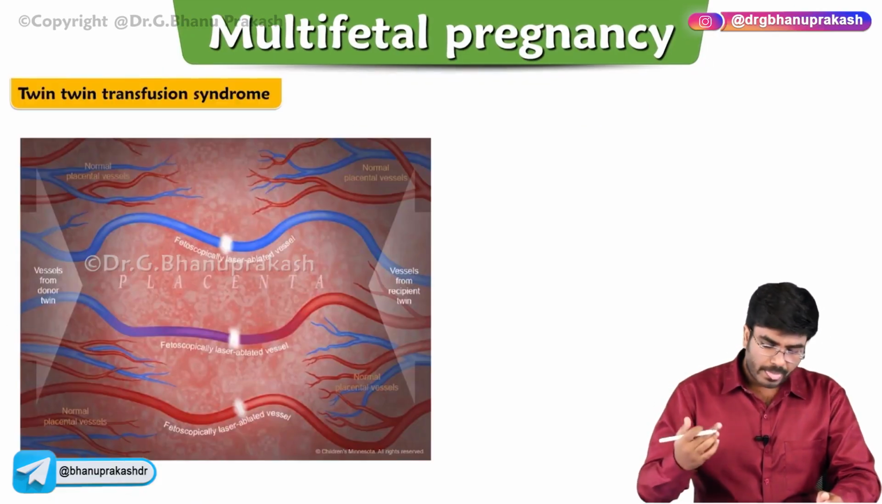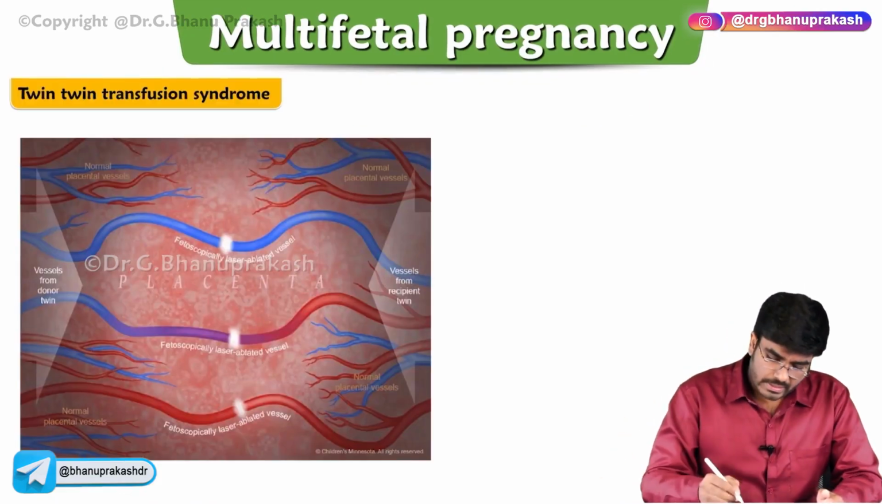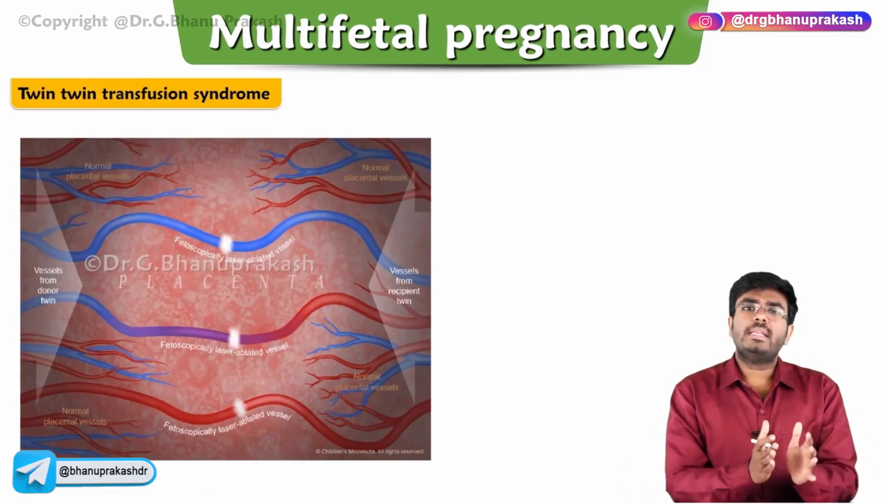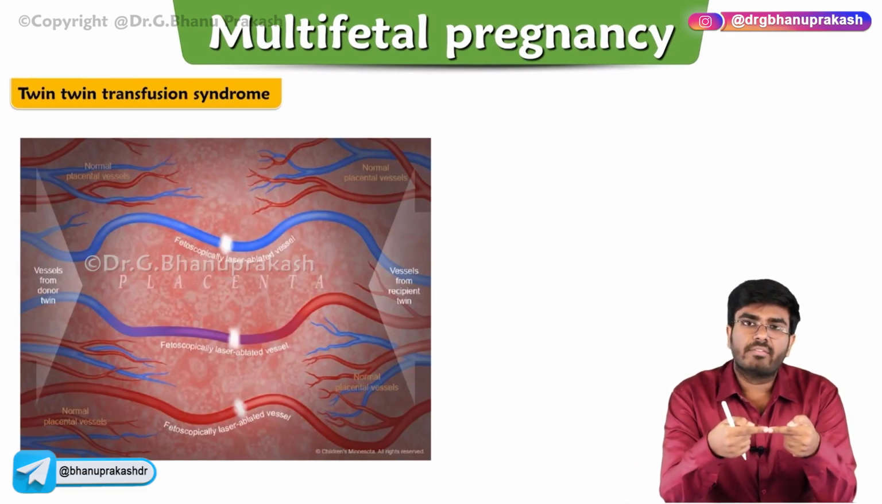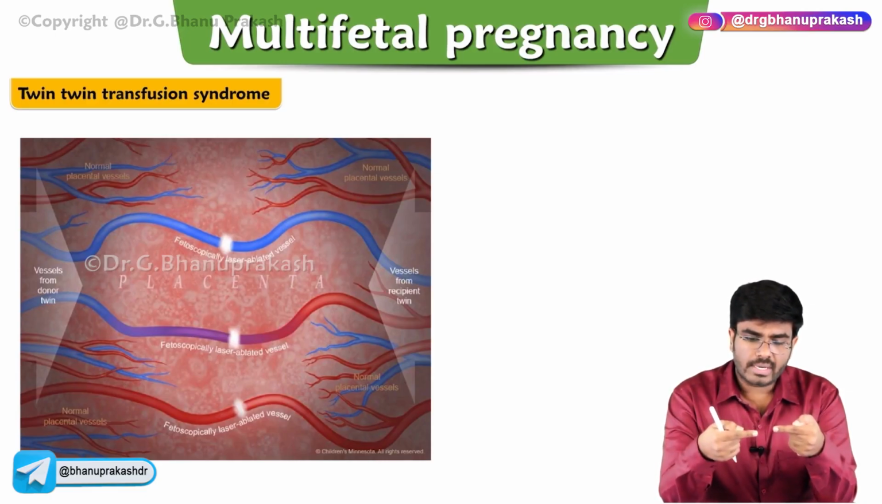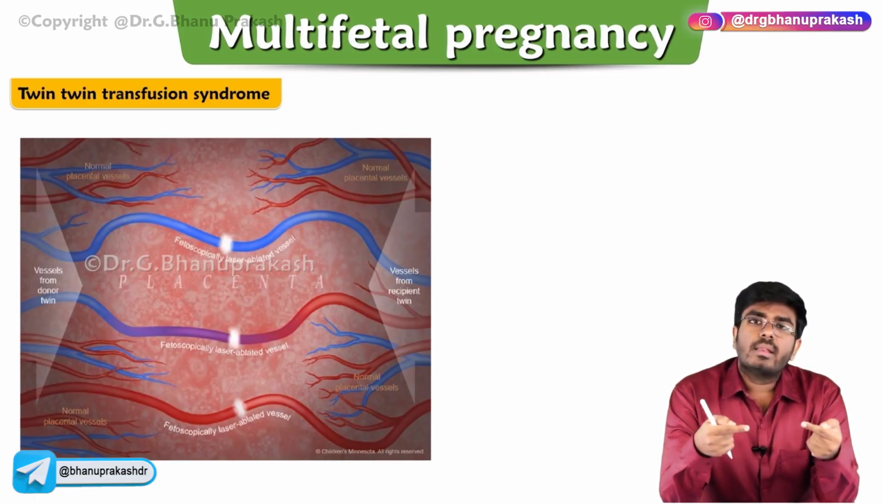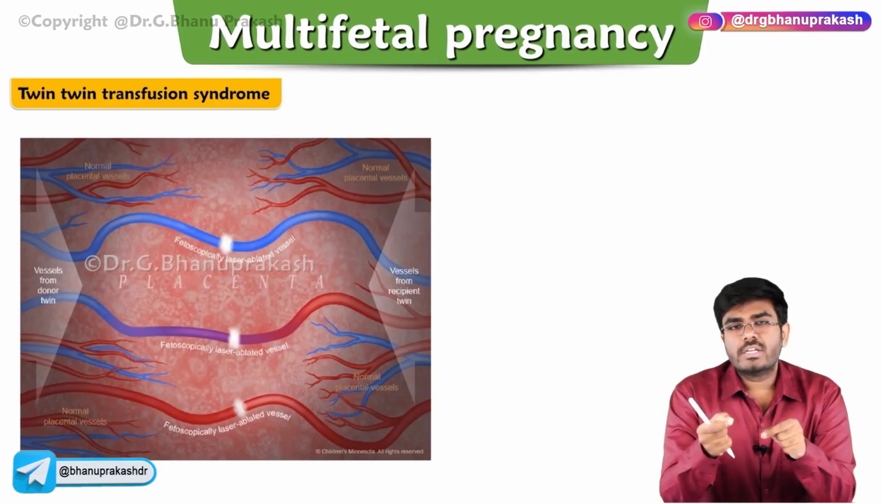Now after this, let's look at the management. If I am talking about the management of twin transfusion syndrome, this syndrome is mainly because of the abnormal connection between artery and vein. That's the main problem. Now what can you do? You can simply ligate the abnormal connection.